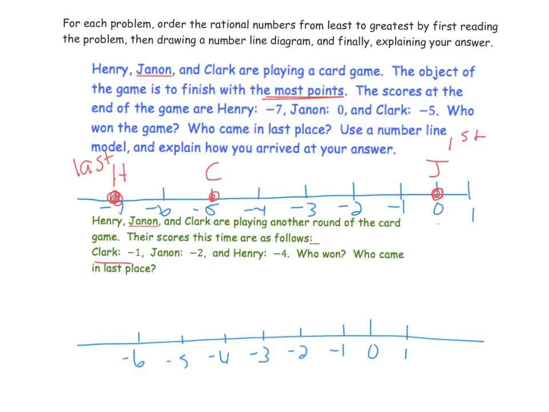Another set, another game, Clark had -1, Janin had -2, and Henry had -4. So if you want the most points, this time Henry lost. He had the least number of points. Janin came in second, and Clark, even though he still had -1 point, he still won.